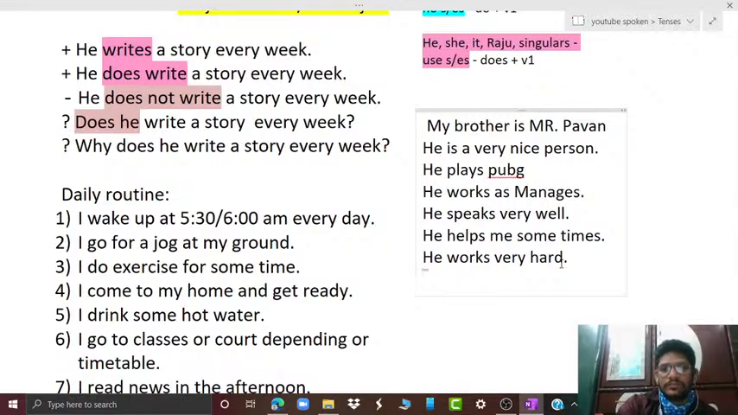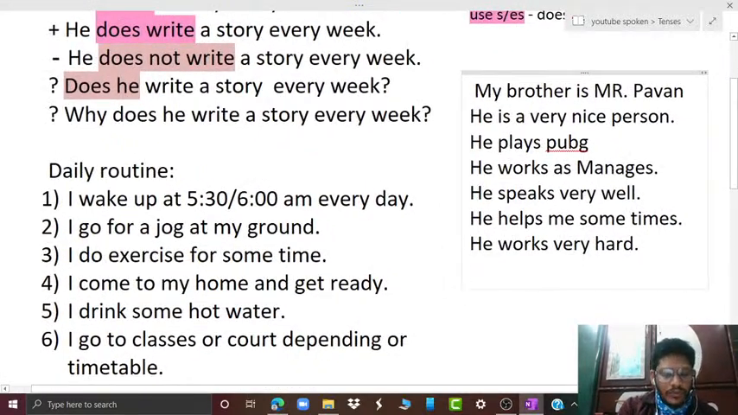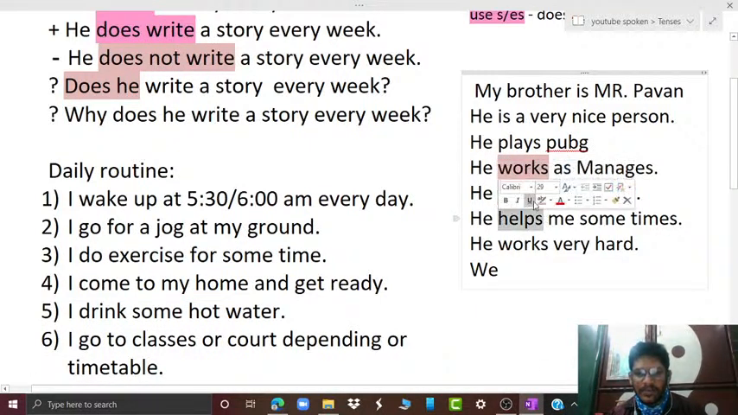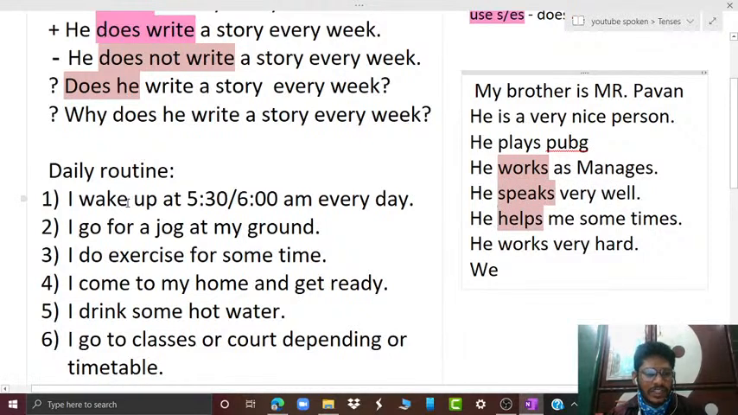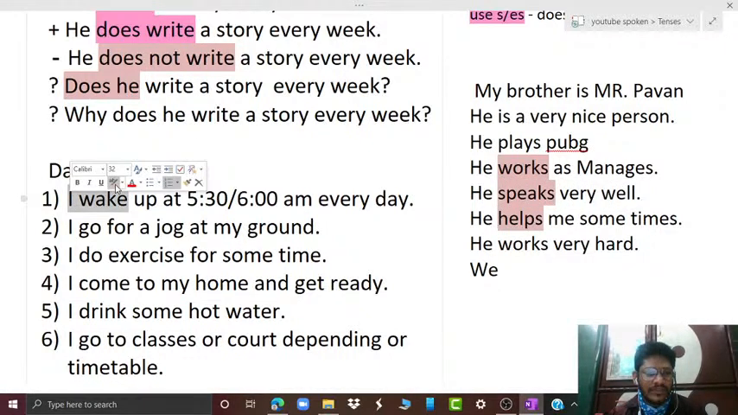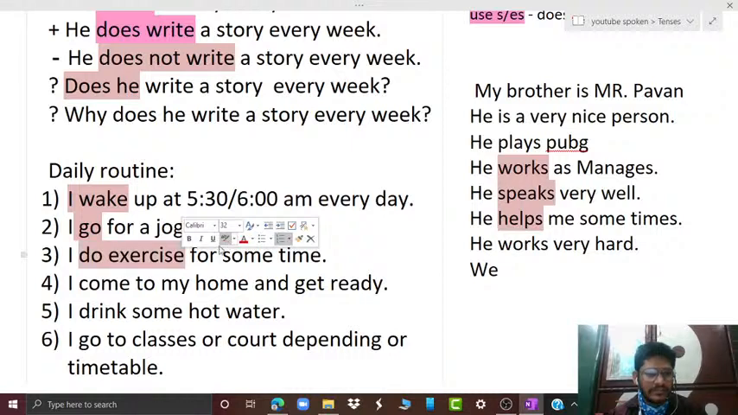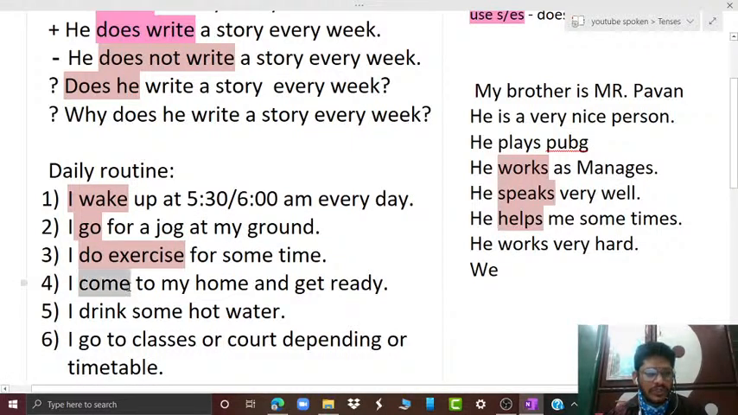And both of us, we see, whenever I use he, observe one thing, I add s or es. Are you observing this point? Whenever I write about he, I add s or es at the end of the verb. So that's the area where we have to focus grammatically. Whenever we write I, we don't add s or es. I go, I read, I come, I play, and I do exercise. I come means we use do.